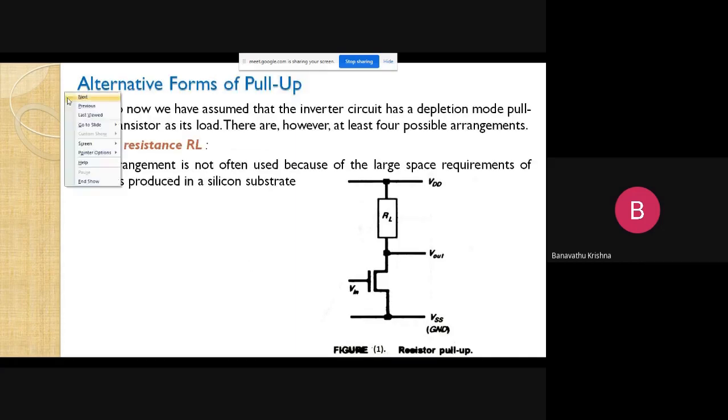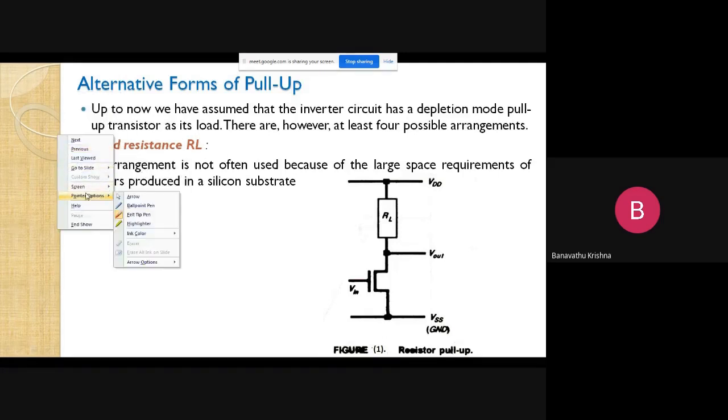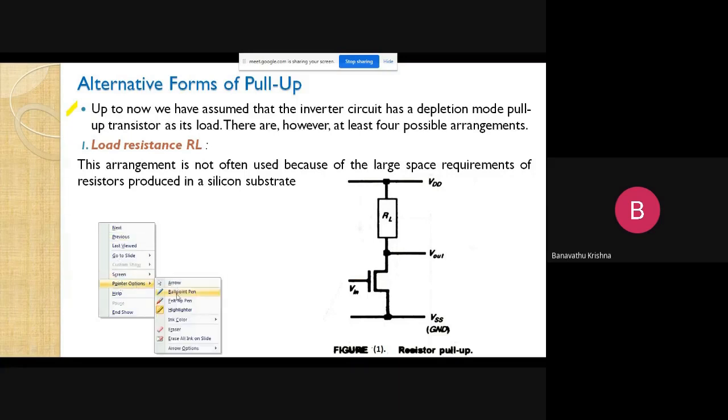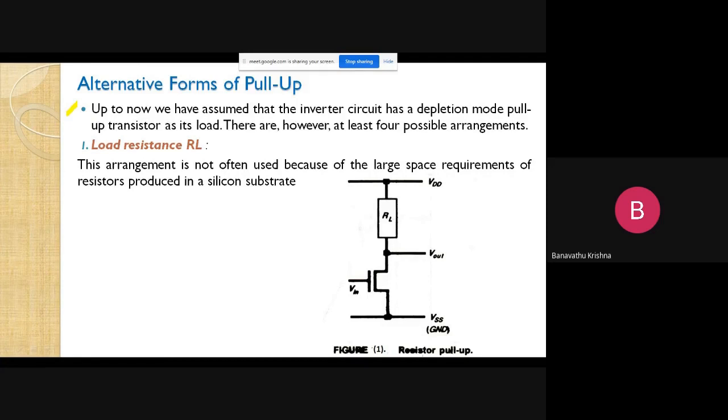So this is the first point I'm going to take. This is the circuit here. Let us say this is the resistor as pull-up here. This is one of the forms of the NMOS inverter circuit. So this is the enhancement mode device, the pull-down device, right? And this is nothing but the pull-up device. Okay, this is the pull-up device.